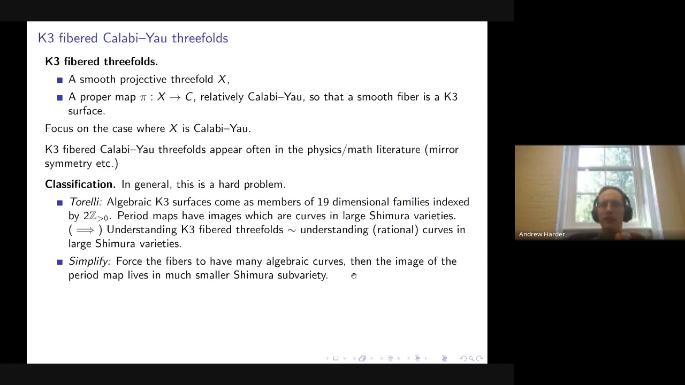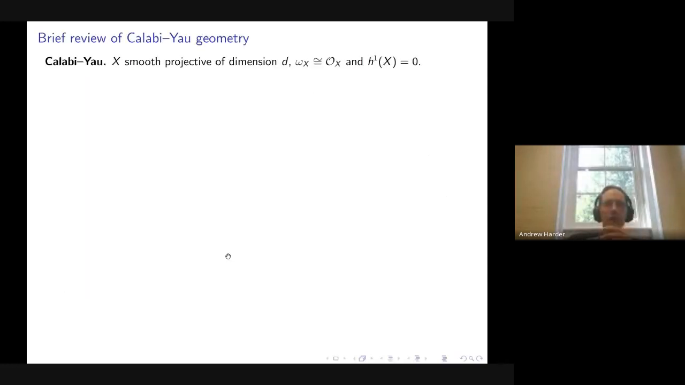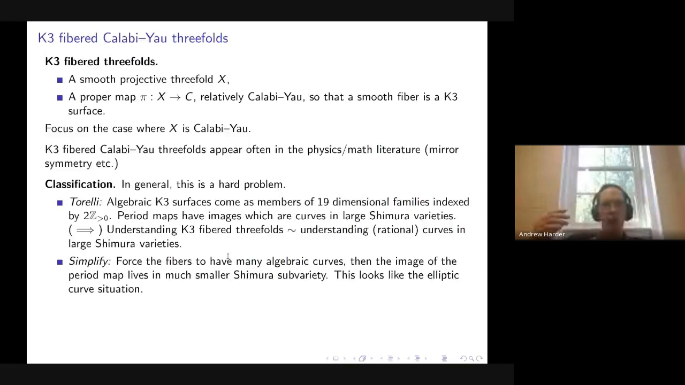What this will turn out to be saying is that we basically force the image of the period map to live in a much smaller Shimura subvariety. In fact, we're going to force this to live in a one-dimensional Shimura subvariety, so that the study of these maps is just maps from a curve to a curve, which is much easier to understand. What will come out of this is a classification that has a lot of the same features as the classification that I described on the previous page for elliptic surfaces. In fact, it'll be simpler in many cases. Okay, so that's my introduction: where we want to go and the ideas that go into this.